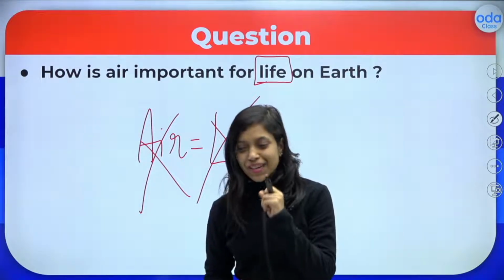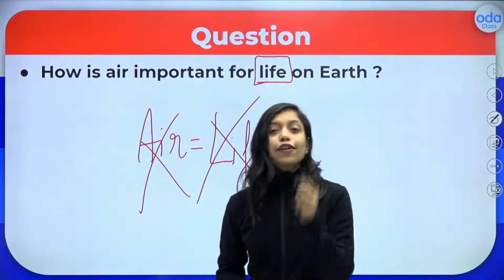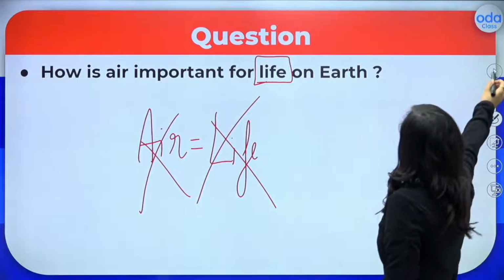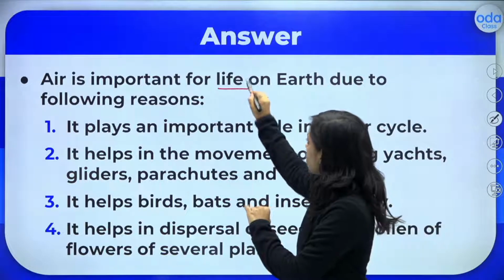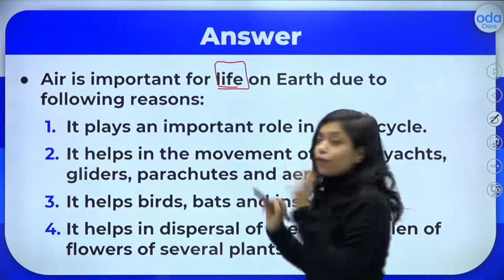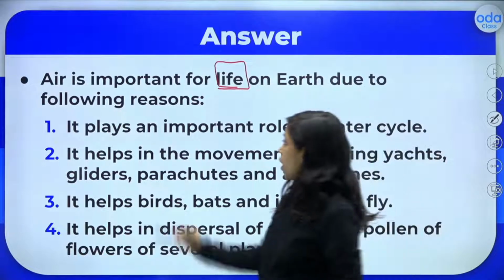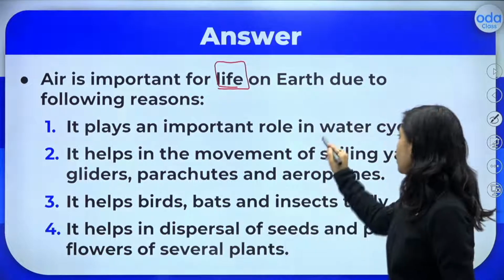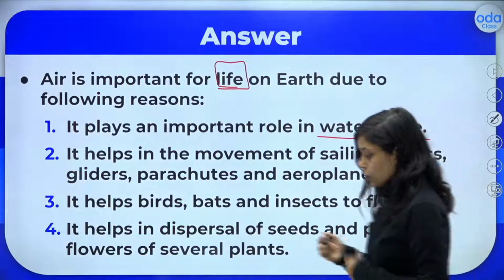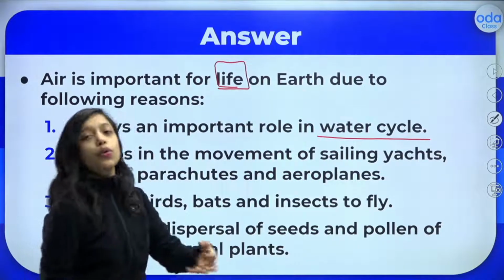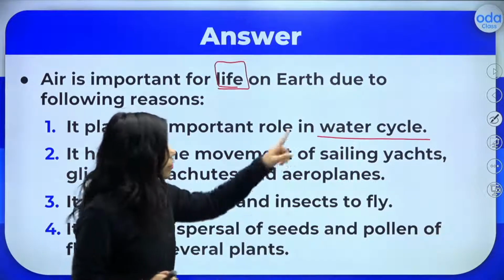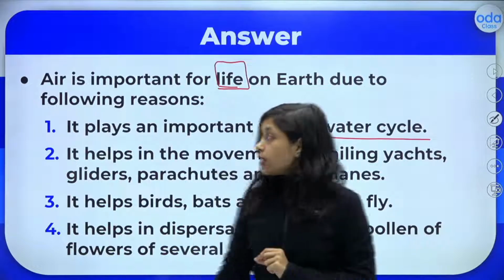Okay, very good. I can see some students are writing a few points which is correct. Let me tell you what is the answer here. Air is important for life on the earth because of the following reasons. Reason number one, it plays an important role in the water cycle. The water cycle is very important to get the rain, to grow the crops, to get the food.